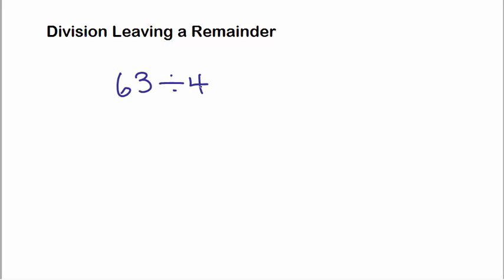Now, often students will write this question the wrong way around, so it's really important to know that we start with the 63, and this is our divided by sign, and 4. We often hear students say this is 4 divided by 63, which is incorrect. It's 63 divided by 4.